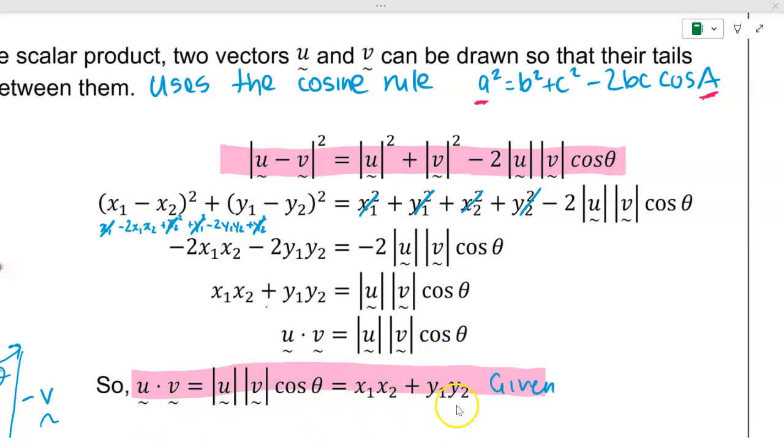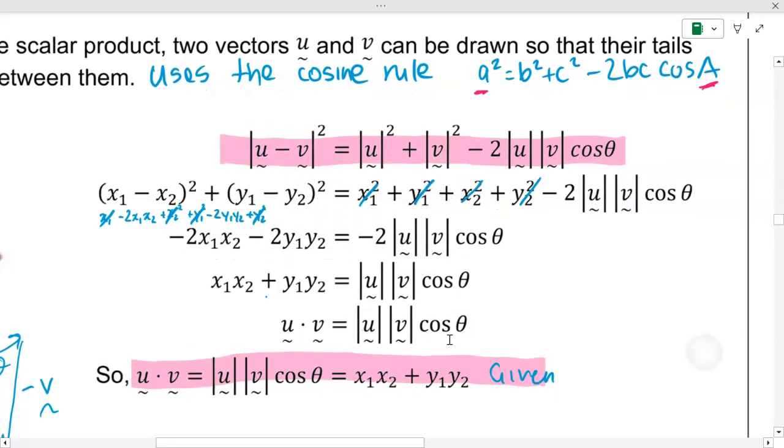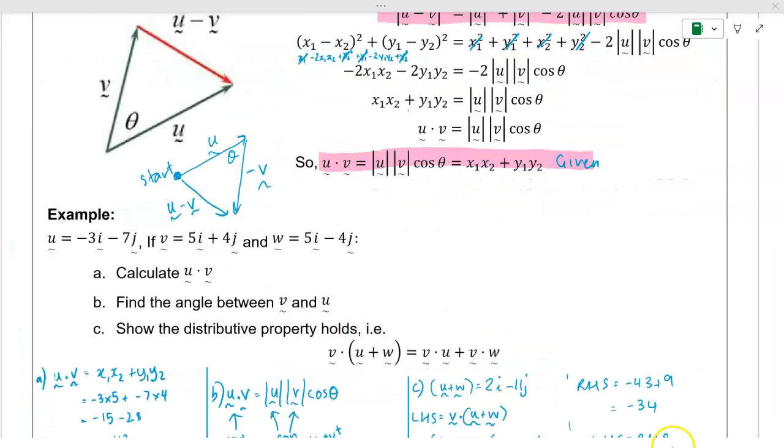Now that is given to you on your HSC formula sheet, so you don't need to memorize that, but you might like to remember how that formula has come about, and you will then need to look at how to use that formula. So moving down a little bit further into the example, we've got 3 vectors, u and v and w. I won't read them out. You can see their components there quite easily.